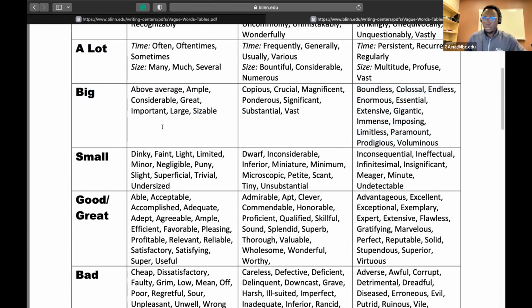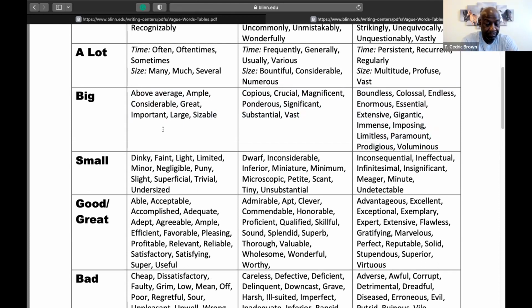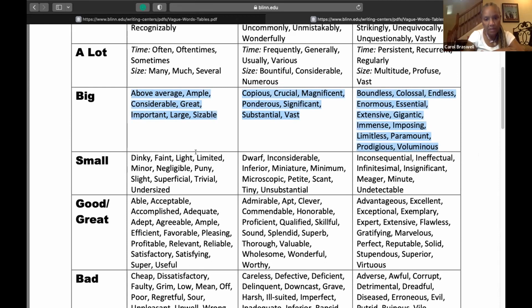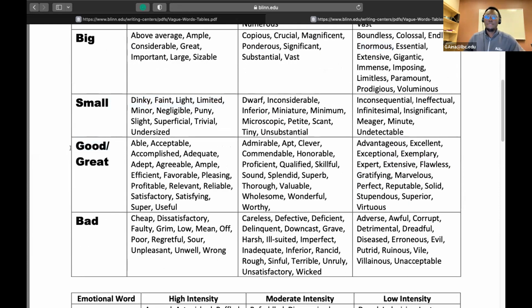What if I say taking care of a baby is a big responsibility? Carol, can you help me with that? Taking care of a baby is an enormous responsibility. I like that. Exactly. So just try to avoid those kinds of words like big, small, good, great. I know we use good and great a lot in our essays.